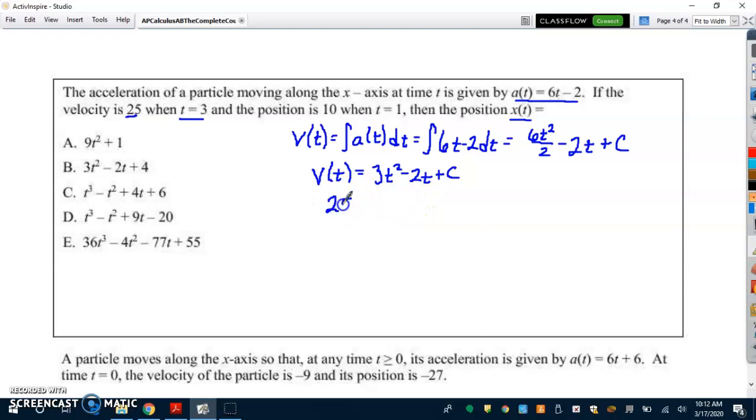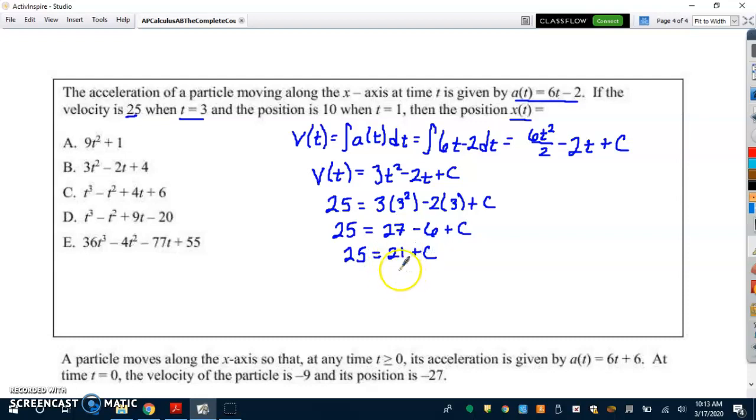Velocity is 25 when t is 3, so let's plug in 3 here. We've got 3 times 3 squared minus 2 times 3 plus c. So that's 25 equals, I guess that's 9 times 3, 27, minus 6 plus c. Well, 25 equals 21 plus c. What plus 21 gives us 25? c must equal 4. So my velocity function, v of t, is 3t squared minus 2t plus 4.